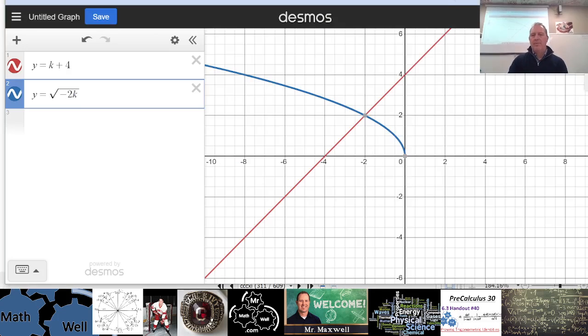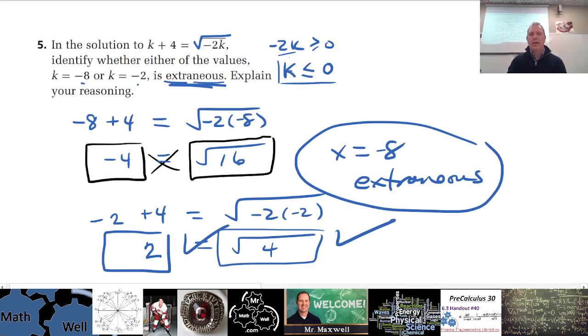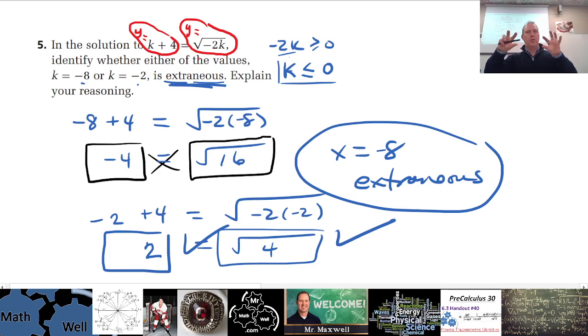So if we graph this, and let's go back to our notes here. To solve this as well, what we could do is graph. Maybe you guys remember this from previous lessons, but if you graphed y equals k plus 4, and then y equals the square root of negative 2k, and graphed both of those and found the intersection point or points, that's also the solution.